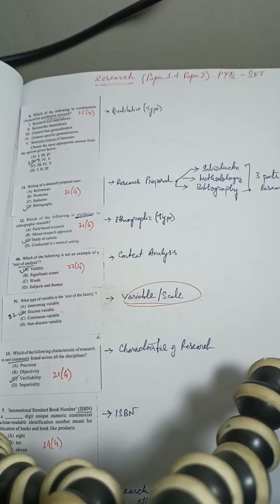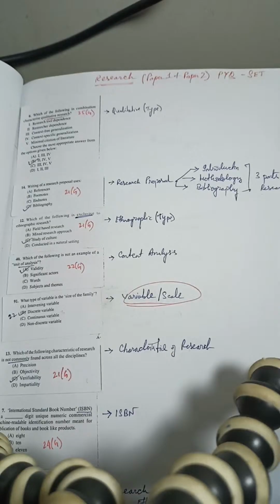The options given are research tool dependence, research dependence. See how precisely they are asking the question. Then comes context free generalization, then context specific generalization, and minimal citation of literature. In this kind of question, it will be easy enough. First, we will be identifying the options. In qualitative research, we are talking about qualitative research.